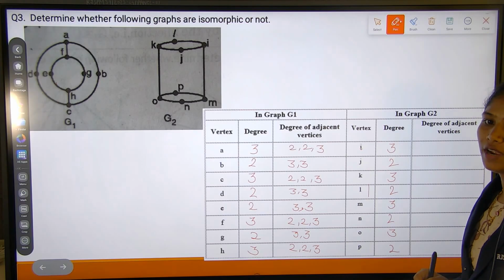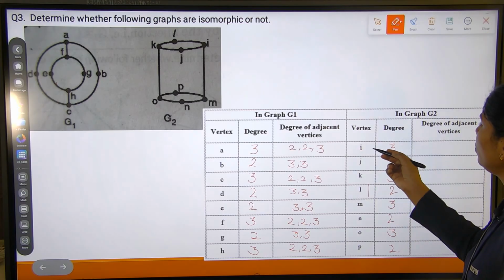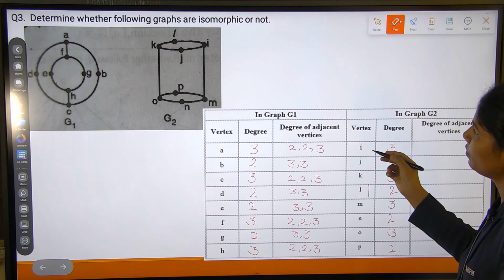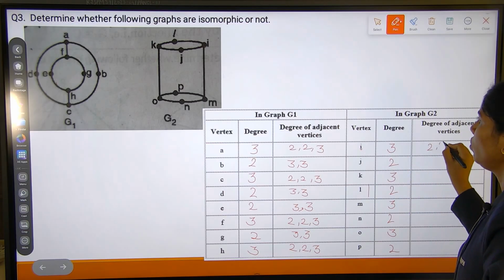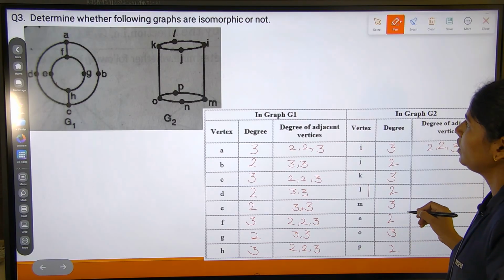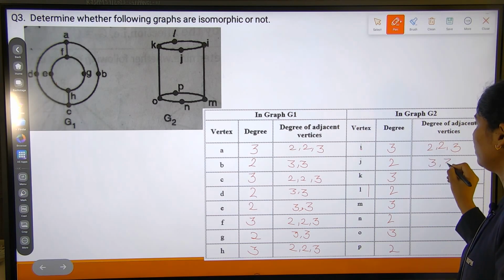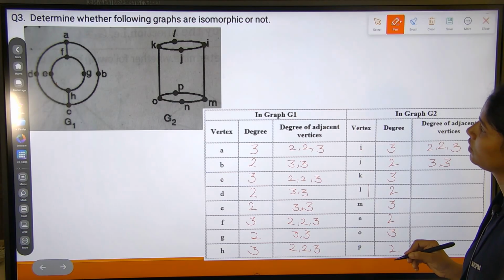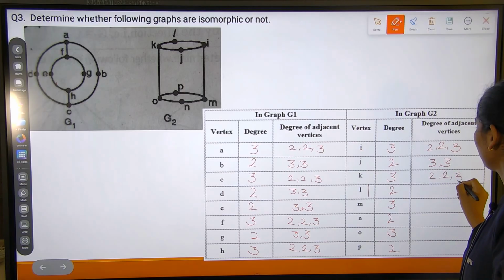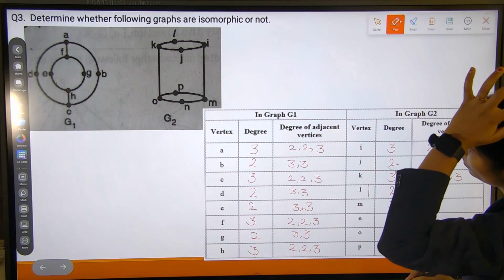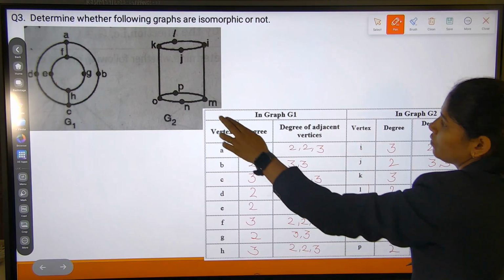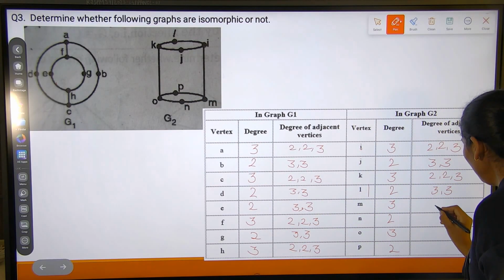Then find out the degree of adjacent vertices. There are 3 vertices adjacent to I: L, J and M. So, write down degrees 2, 2, 3. Adjacent to J are K and I, both having degree 3, 3. K, degree 3, has adjacent 2, 2, 3. For L, the 2 adjacent have degree 3, 3. For M, the 3 adjacent vertices have degree 2, 2, 3.